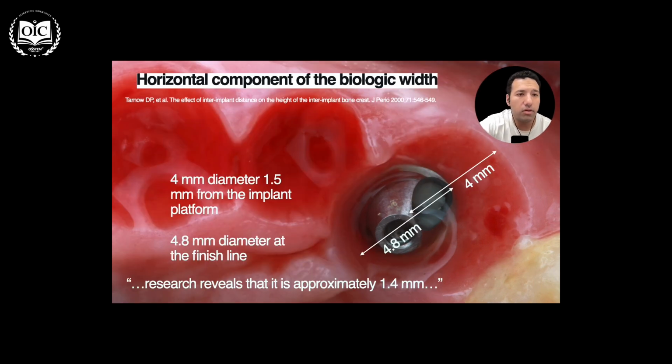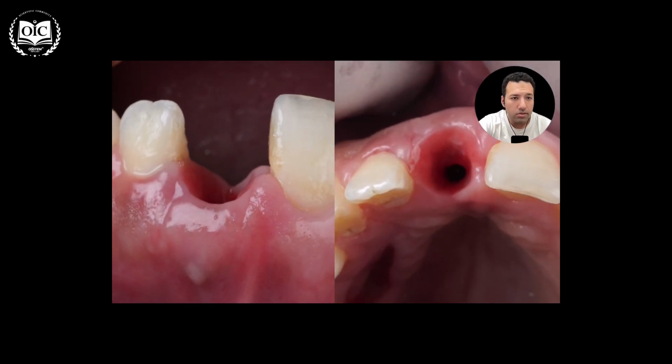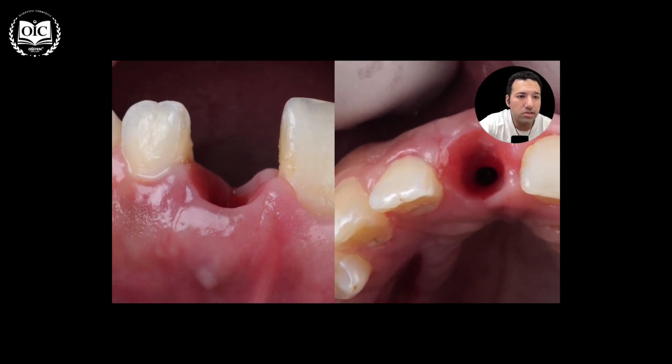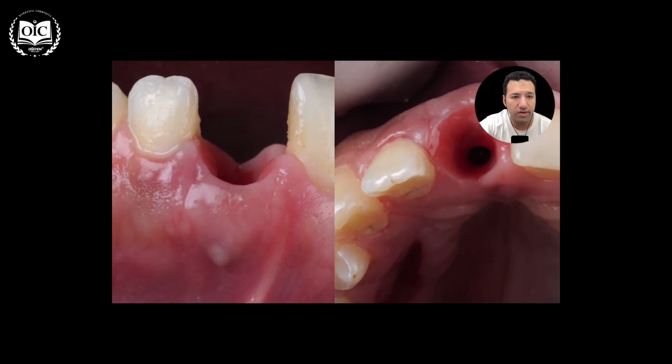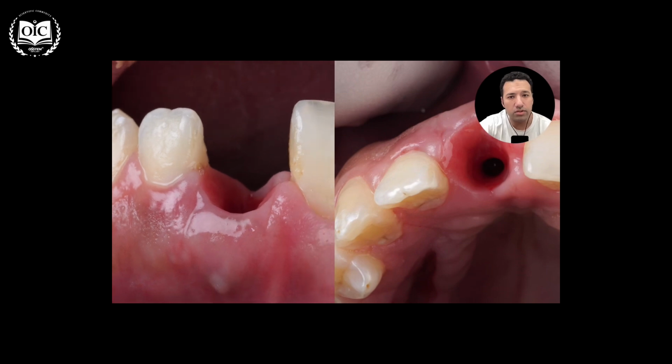And this horizontal component of the biologic width was a concept introduced by Dennis Tarnow back then, after the definition of the biologic widths around teeth. So this is what we need. This is what we need to see: a bulky tissue, keratinized, fixed, non-movable, and a good emergence profile.